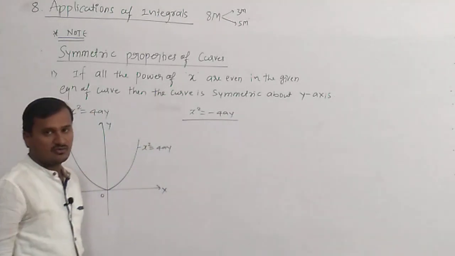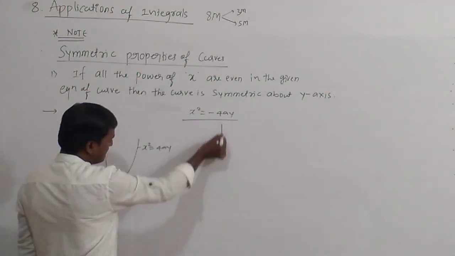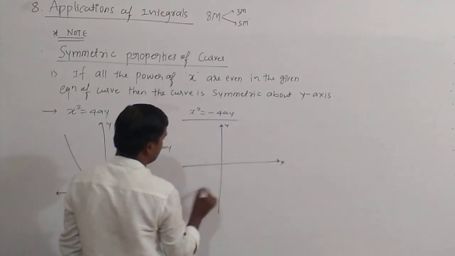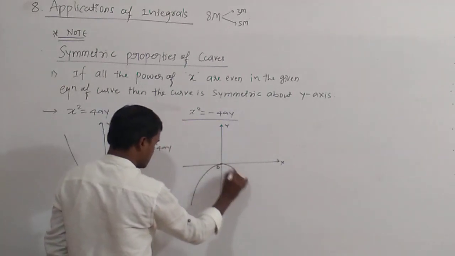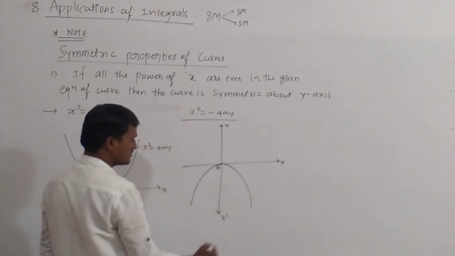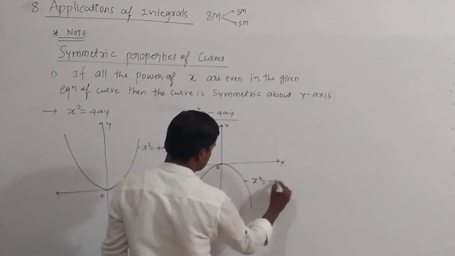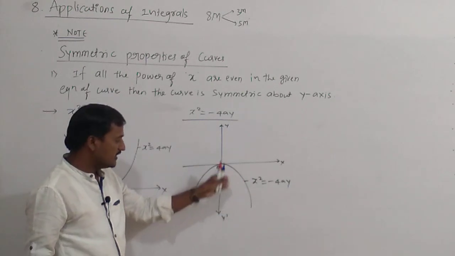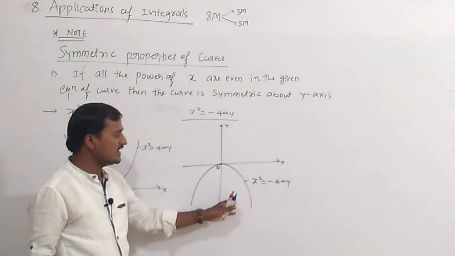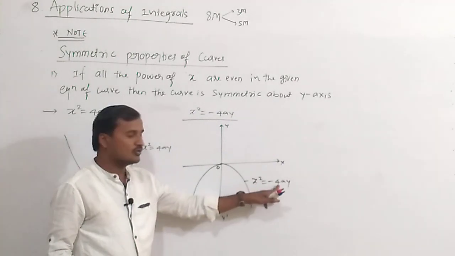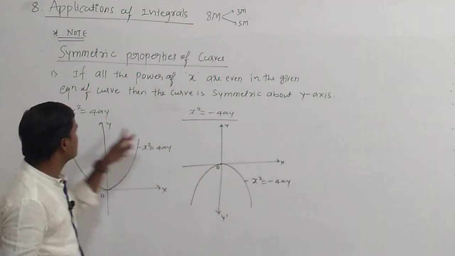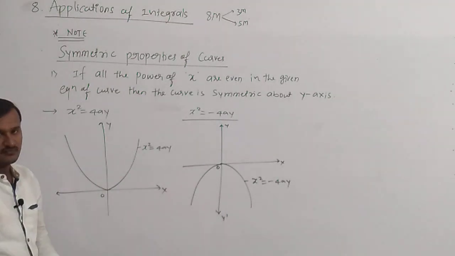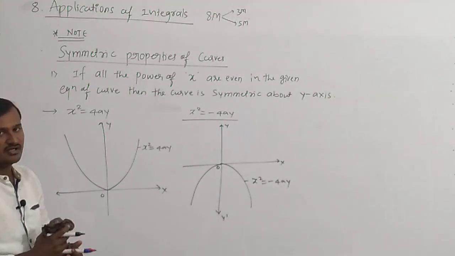If you take x square equal to minus 4ay, again it is a curve symmetric about the y-axis only. Here y, here it is the origin, and this is y dash. So what does it represent? This represents the equation of a parabola, and this curve is symmetric about the negative y-axis because it is x square equal to minus 4ay. If it is x square equal to 4ay, then the curve is symmetric about the positive y-axis. So you should remember this point.